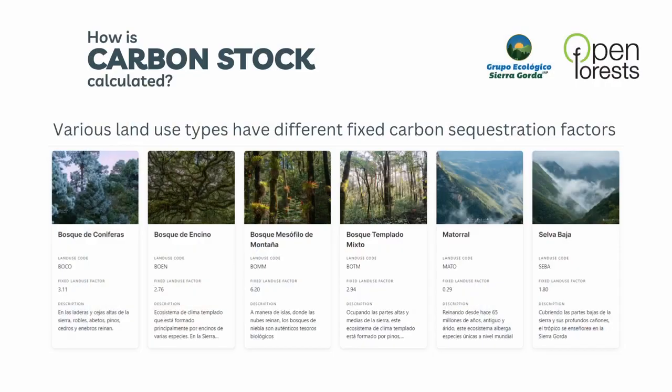But how is carbon stock calculated according to this protocol? Different land use types have different sequestration factors. So different forest types, for example, sequester different amounts of carbon per year, per hectare. For this sequestration, there are factors available from IPCC. After assessing a property and understanding what forest types are available in what quantity, there's a way to extrapolate and calculate the carbon sequestration per property.